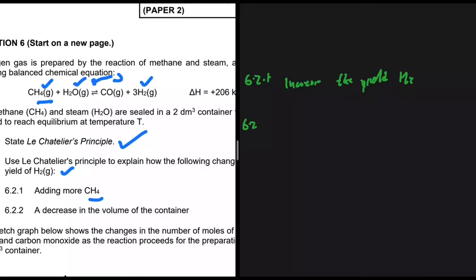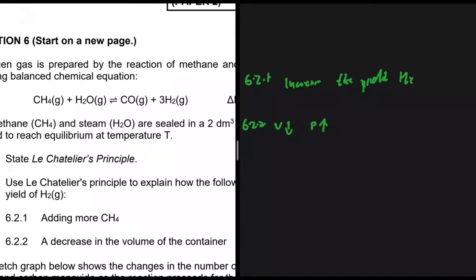And then 6.2.2, a decrease in the volume of the container. So this is what we need to understand. A decrease in the volume means an increase in the pressure. Right. So there's an increase in the pressure in our system. How will the system reinstate the new equilibrium? It wants to decrease this pressure. And how does it achieve that? How does the system decrease pressure? It favors the reaction that leads to less number of moles of gas.